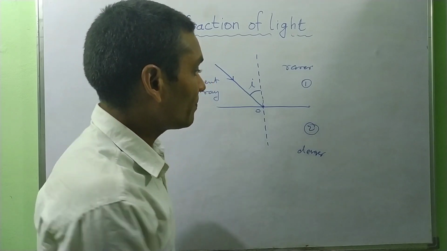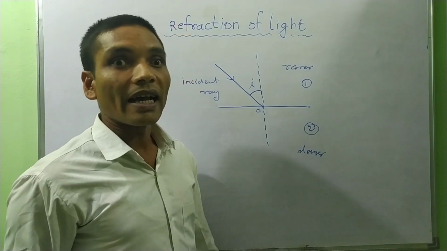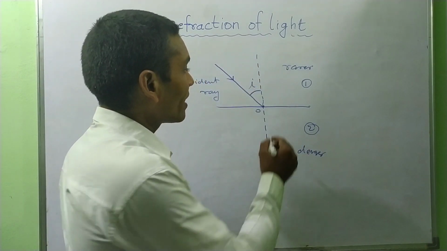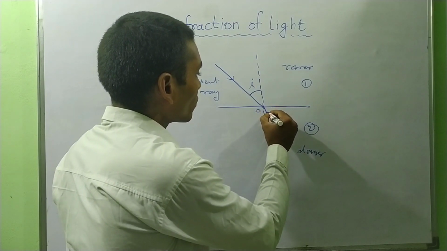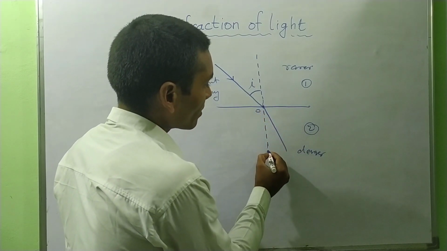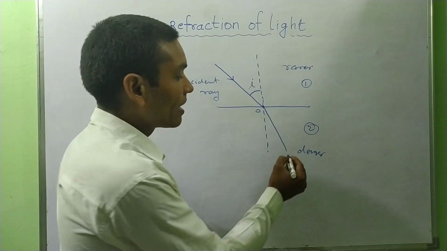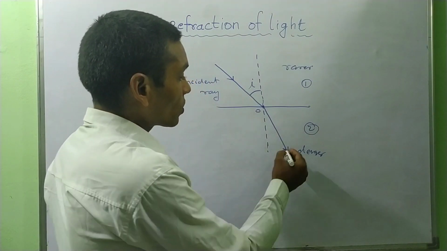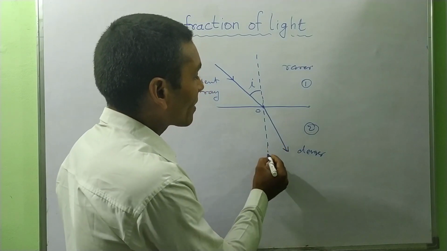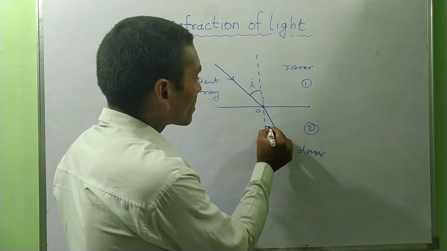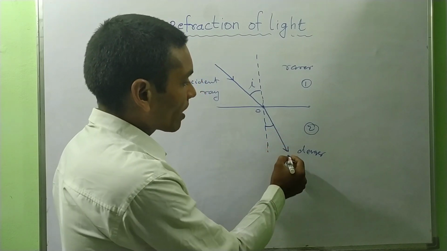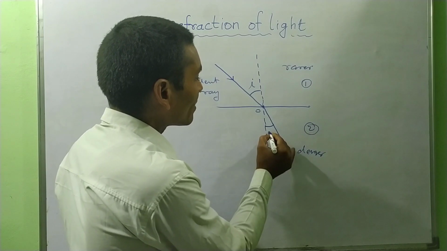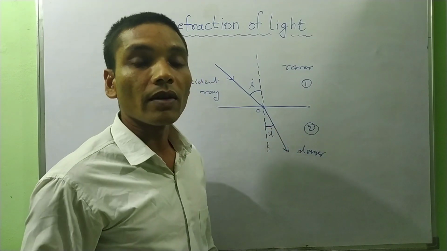Now when the light ray comes from the rarer medium to the denser medium, then the light ray bends towards the normal. This is the normal, and it bends towards the normal, and this light ray is called the refracted light ray. The refracted light ray makes an angle with the normal. This angle is called the angle of refraction.